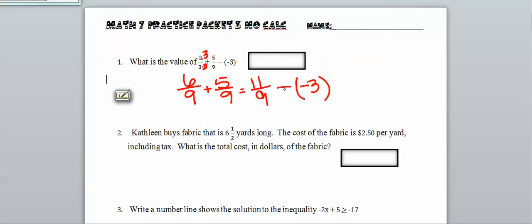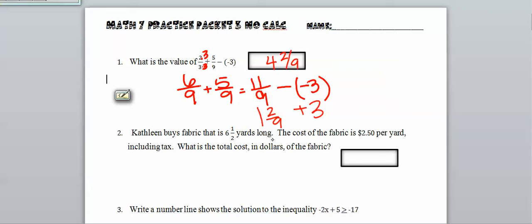And then I bring down my negative. So I'm adding 3 really. So 11/9 becomes 1 and 2/9, plus 3 is 4 and 2/9, and it can't be simplified.